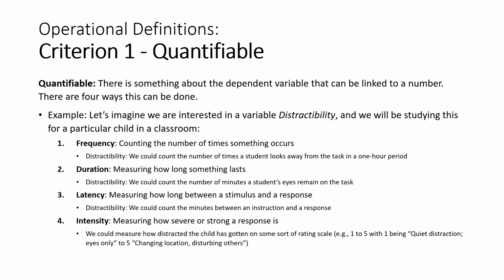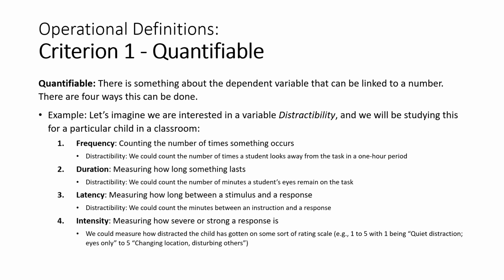And in this case, we'd probably have to have some sort of a scale, so we could measure how distracted the child has gotten on some sort of a rating scale. Like we might have a scale of 1 to 5 for the intensity of a given distraction, with 1 might be like a quiet distraction, only the eyes of the child are diverted, whereas 5 might be changing location, disturbing others, and maybe we would define the stages in between to rate intensity.